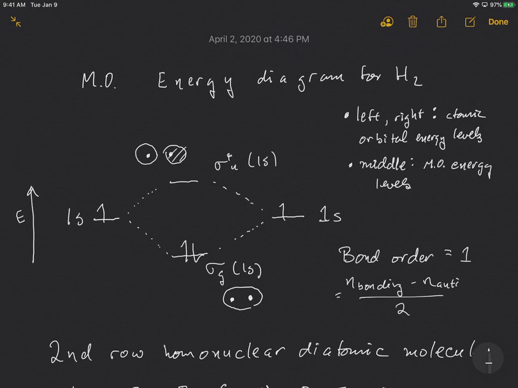Okay, so this is part two of our lecture on molecular orbitals. And in this lecture, we're going to concentrate more on the molecular orbital energy diagrams. We're going to start with H2, the dihydrogen molecule, and then we'll move to the second row homonuclear diatomic molecules.